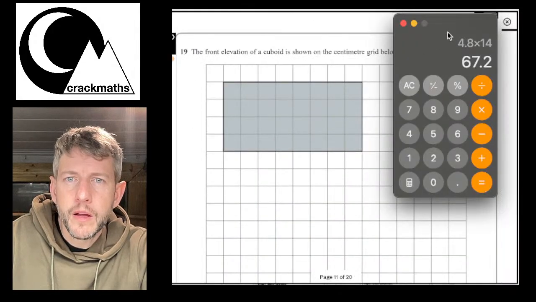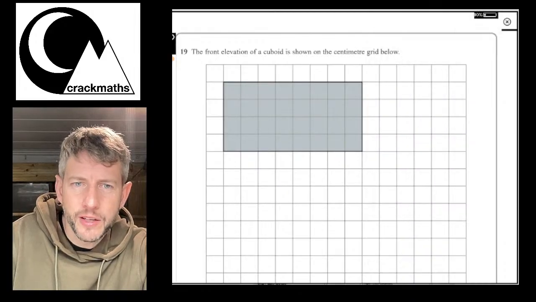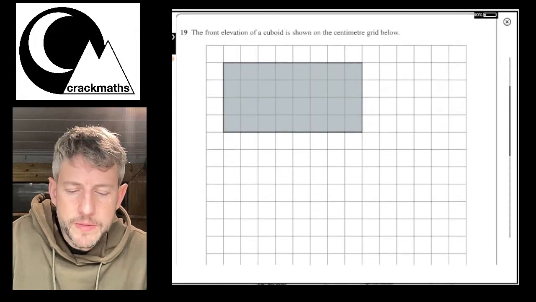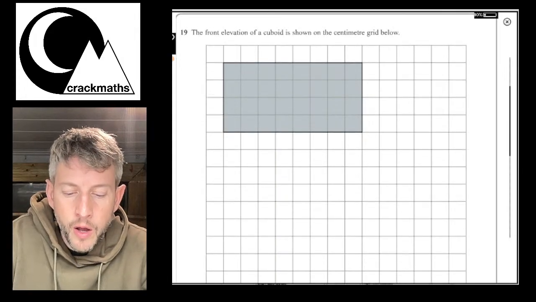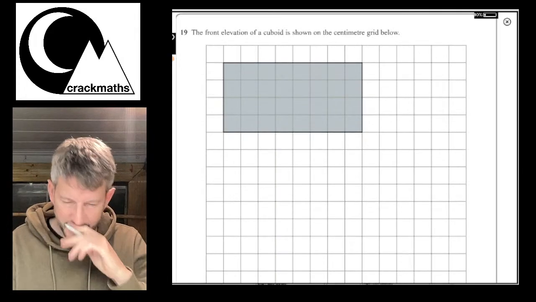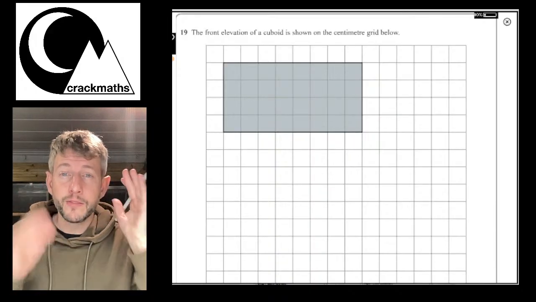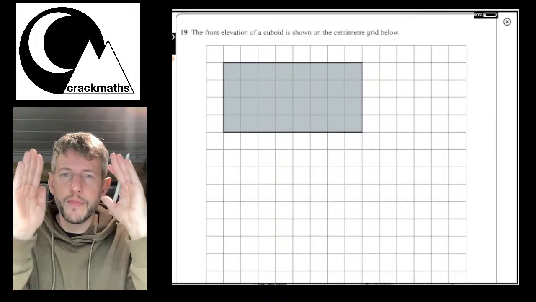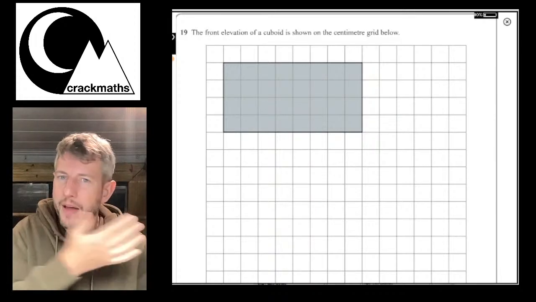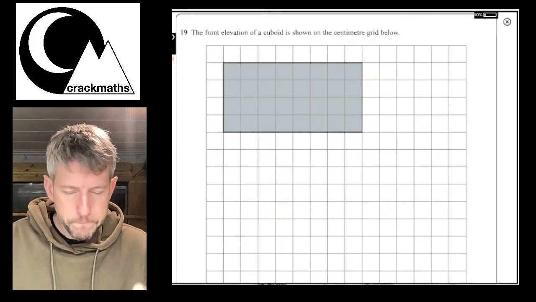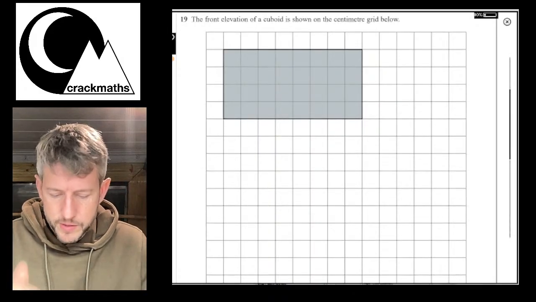Ooh, we've got a picture. The front elevation of a cuboid is shown on the centimetre grid below. Okay, so the front elevation means when you're looking at something directly on, and it's like the 2D shape at the front of something. So if you had no perception of depth, that's what we'd be getting. So let's have a look here. What else does the question say?